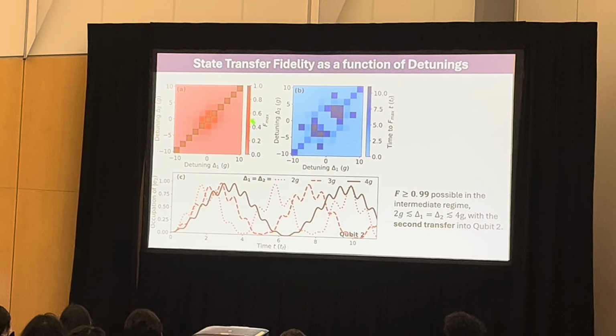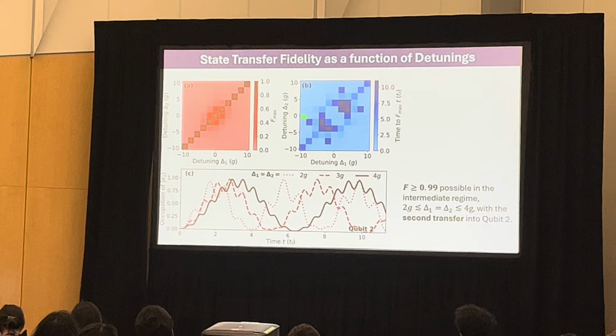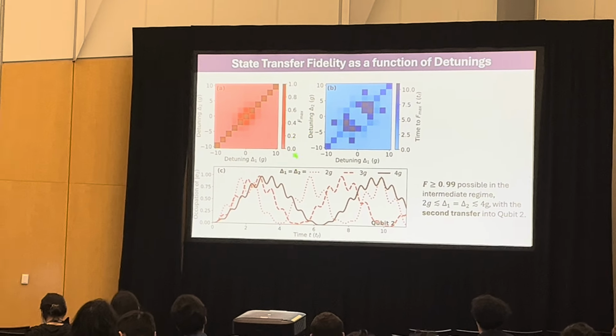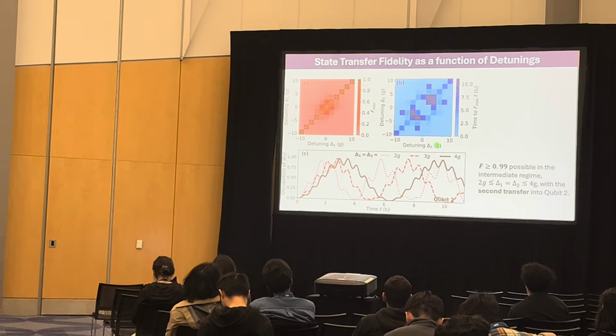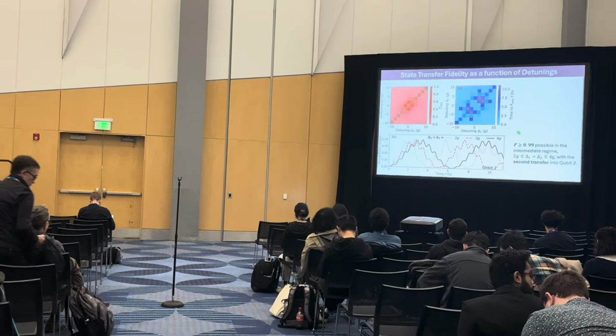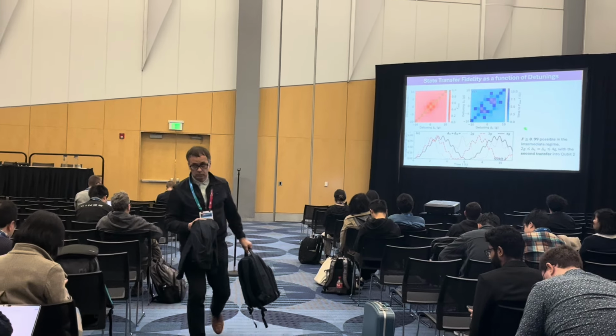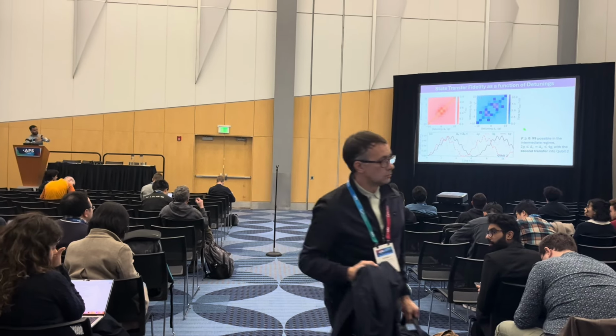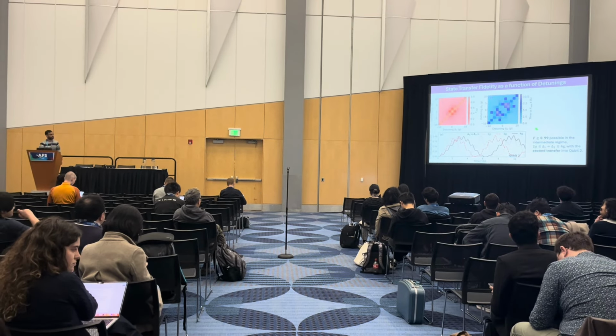So when your detunings are comparable to the couplings, between 2 and 4g, we're able to get 99% fidelity or higher with the second swap in the qubit. So essentially the excitation is swapping between the two qubits, and in the second swap, we're able to get 99% or higher fidelities.